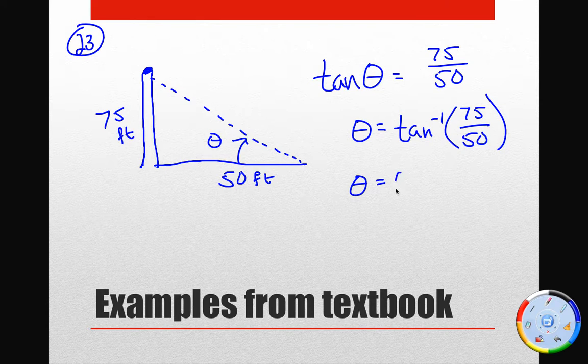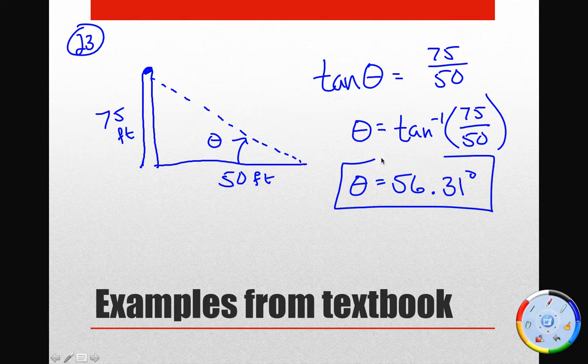And I get an angle of 56.31 degrees. Also remember that when you find the tangent inverse of something, or sine inverse, cosine inverse, you're finding an angle. So this isn't 56.31 feet, it's 56.31 degrees.